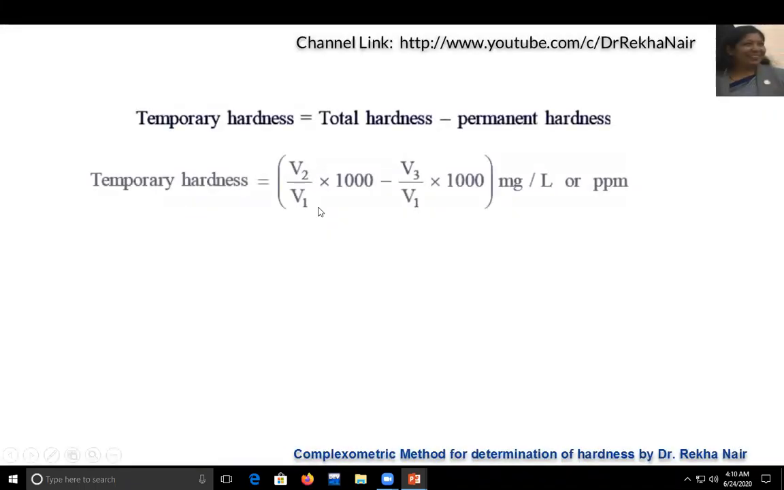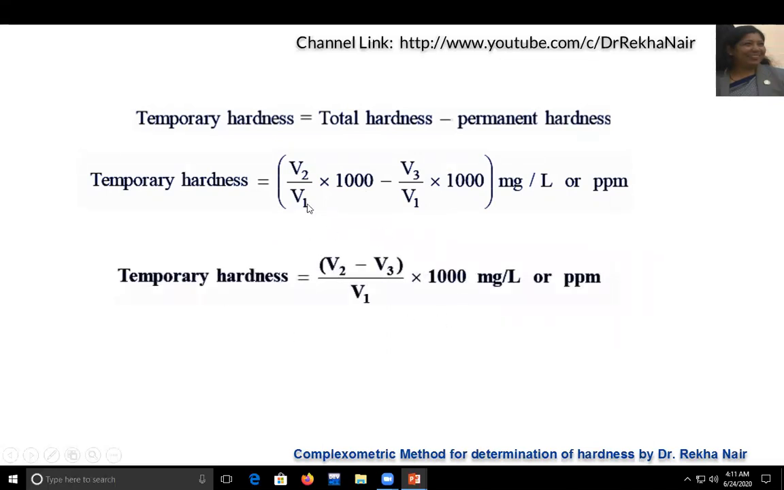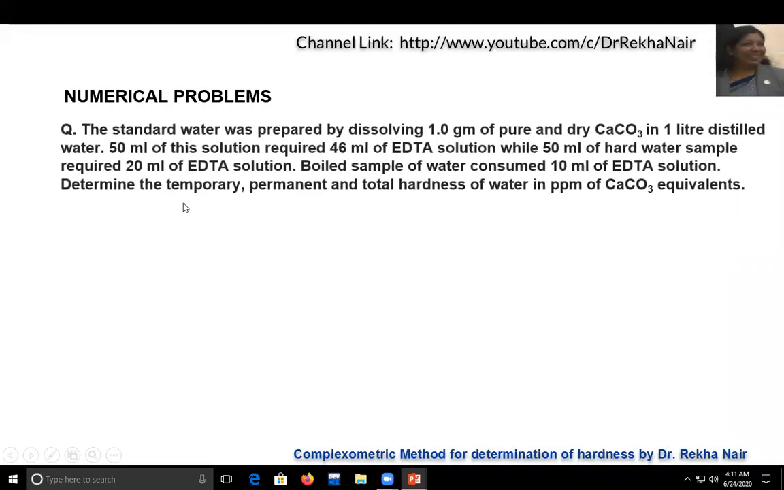So temporary hardness is how much? Total hardness minus permanent hardness. Total hardness is V2 upon V1 into 1000 and permanent hardness is V3 upon V1 into 1000. So temporary hardness will come out to be V2 minus V3 upon V1 multiplied by 1000 milligram per liter, or ppm. Let us take one example.